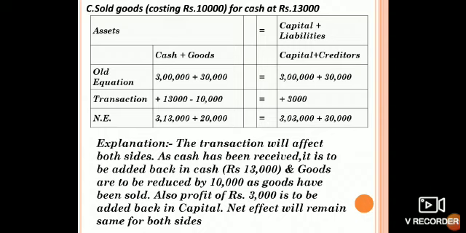The transaction will affect both sides. As cash has been received, it is to be added in cash as rupees 13,000, and goods are to be reduced by 10,000 as goods have been sold. Also the profit of 3,000 is to be added in capital. The net effect will remain the same for both sides. So on both sides, if you add the amounts, you will get the same amount.